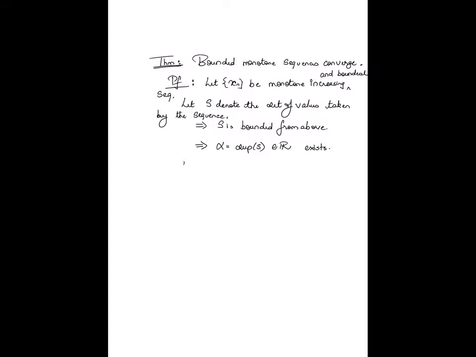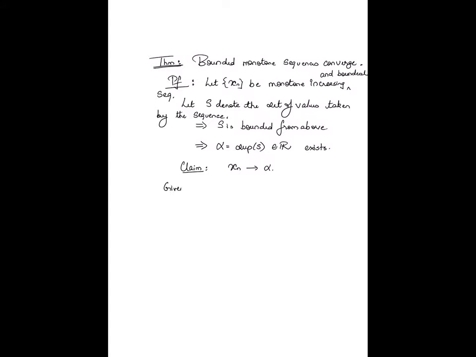And now my claim is that the sequence actually converges to this alpha, which is the sup of S. So in the case of a sequence which is monotone increasing and bounded, it turns out that the limit is simply the supremum of the set of all values taken by the sequence. Okay, so how do I go about proving this?